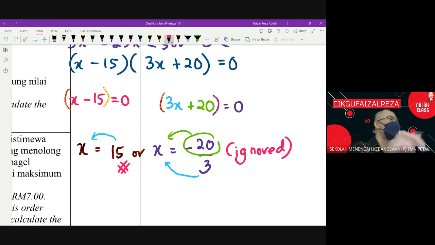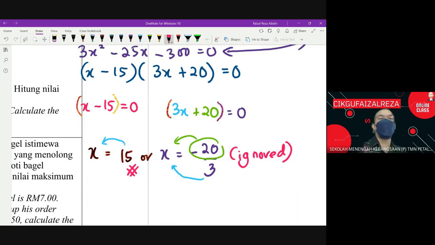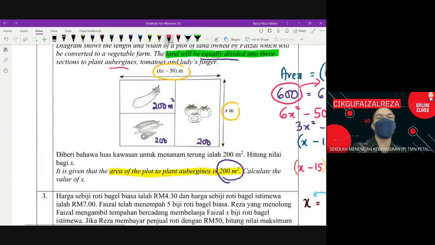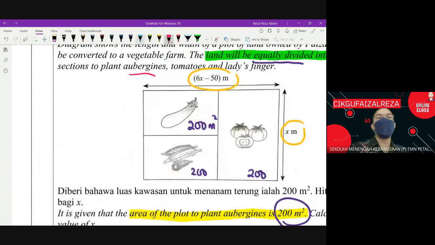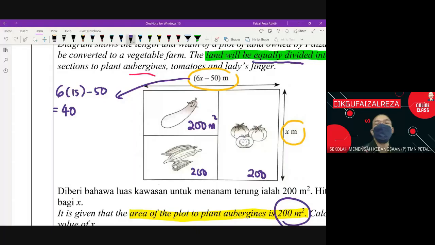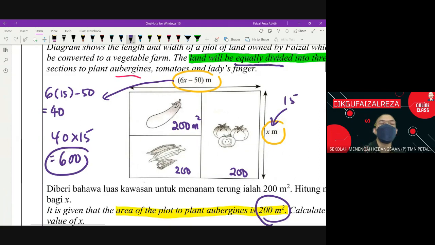Ignore. Okay, now if I substitute here, just now we have our x is what? 6 times 15 minus 50. What do you get? I substitute. Now this one, just now x is 15, isn't it? So 40 times 15. What do you get? 600. Did we get 600 for this one?